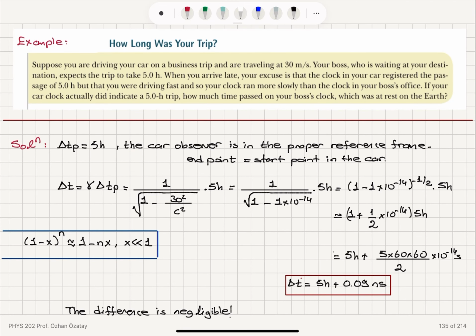a drive. A person was on a business trip traveling at 30 meters per second, and the person expects the trip to take 5 hours, but the boss sees that the person arrives late, so the driver comes up with this excuse that there's a relativistic correction between the clocks. But you see, when 30 meters per second, which is much less than the speed of light, is considered in the relativistic correction factor, the time dilation correction is 0.09 nanoseconds, which is negligible.